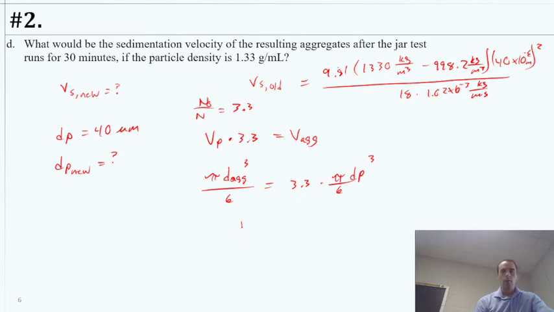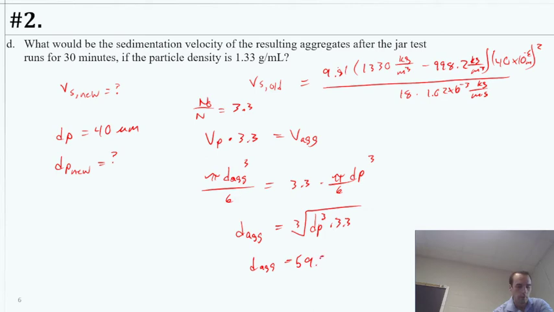Okay, so then we can solve for the diameter of the new, or the aggregate, by taking the cubed root of dp initial cubed times 3.3. So that would then give us a diameter of the aggregate equal to something larger than what we started with. In this case, that was 59.5 micrometers. And so the VS new was 6.28 times 10 to the minus 4th meters per second.